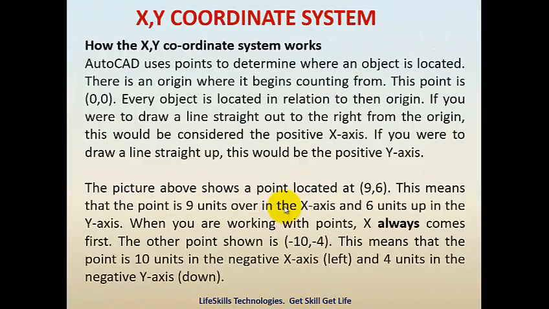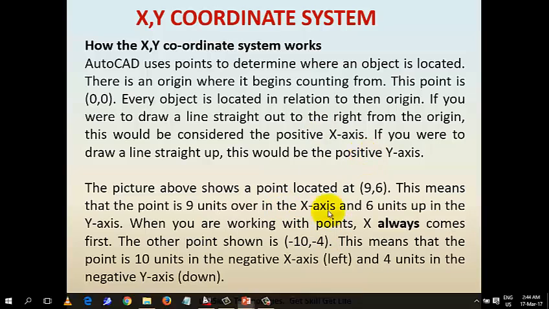Now, how does this XY coordinate system, or what we call world coordinate system, work? Every point you put in AutoCAD is determined by the coordinate system. Now, the simplest thing you can draw in AutoCAD is a line. To draw a line in AutoCAD, you need 2 points.